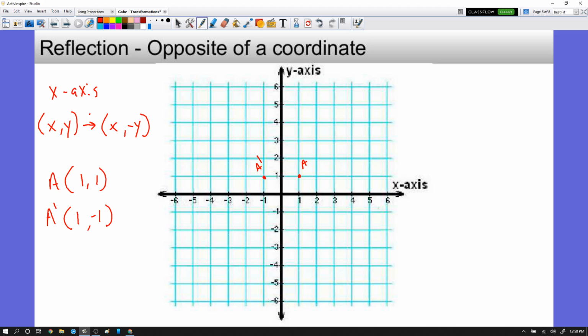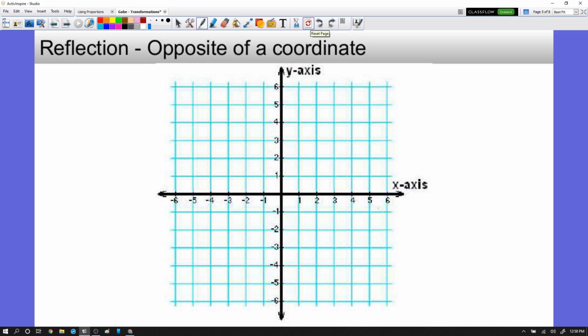The line of reflection would be 1, -1. There we go. So you can see that whenever we had the line of reflection, which was the x-axis, we counted the distance away from the line of reflection, 1. And then we go to the opposite side of it, 1 away. The same applies whenever we have the y-axis as the line of reflection.